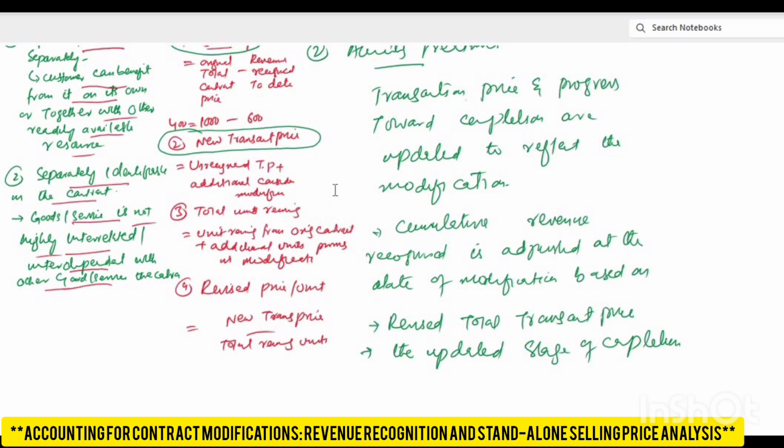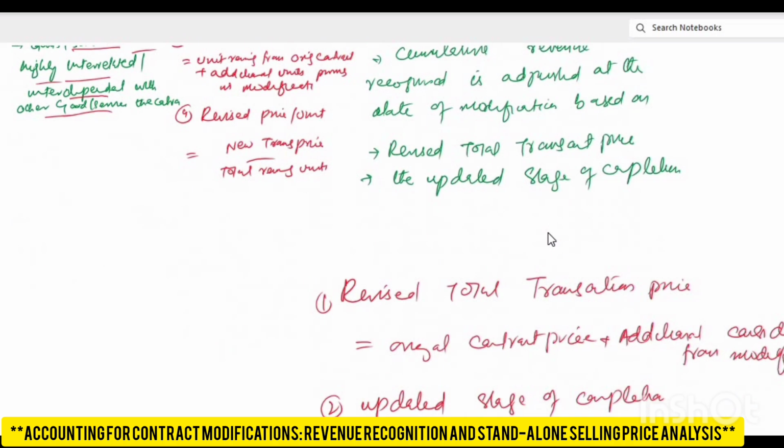Once you recognize that amount, then you will add the unrecognized transaction price to the additional consideration of the modification. Then you will have the new transaction price, and then you have to calculate the remaining units, meaning the units which are left from the previous contract, and the additional units which you have promised after modification. You will just add up these two types of units, the remaining units before the modification and the new units after modification, and then you will divide the new transaction price by the total remaining units. Then you will get a revised price, and that revised price will be your revenue.